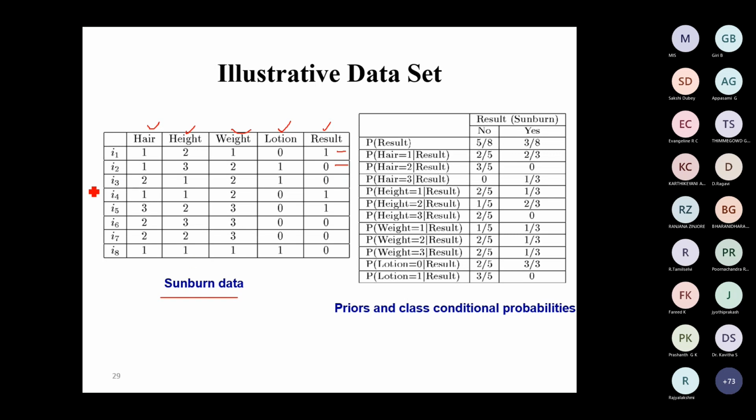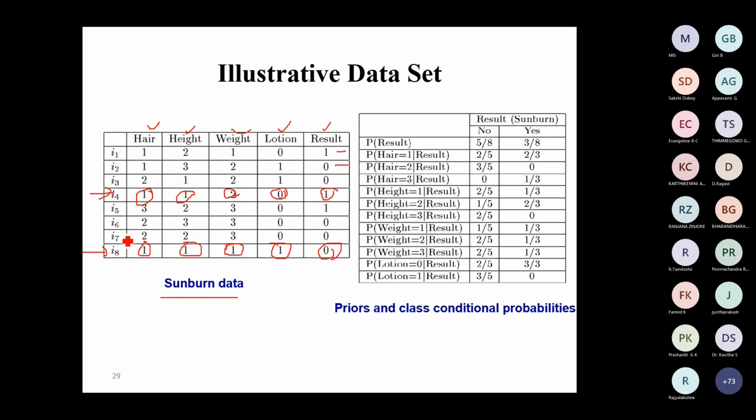So here, if you take I4 and I8, the person's hair color is similar, height is also similar, and we have weight. There is a 2 here, and here it is 1. Not much difference. But the problem here is the lotion. He has not applied the lotion, while this person has applied the lotion, and you can see the result. There is a variation. Here there is a sunburn, but there is no sunburn.